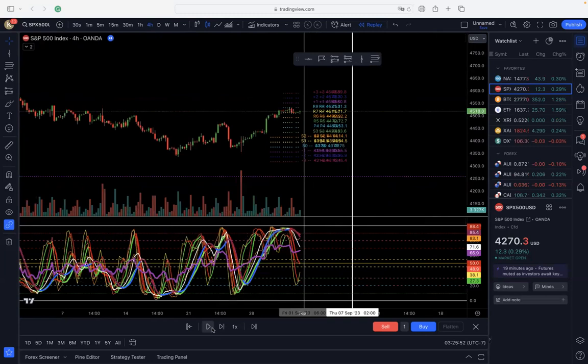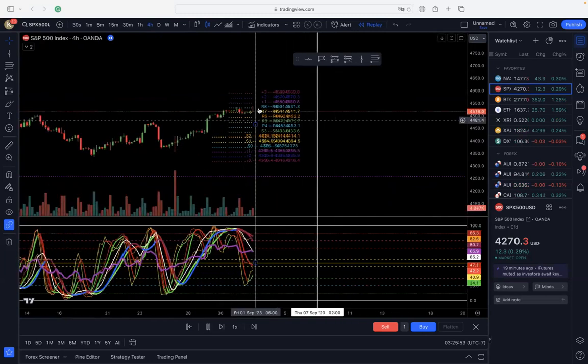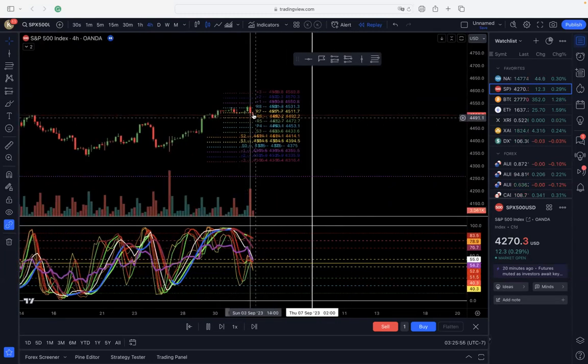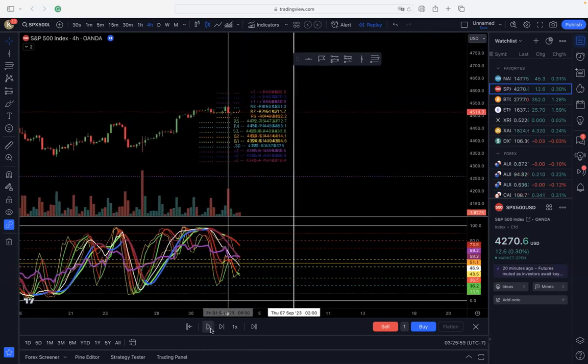We want everything at a key level. We want it overbought and oversold. We want it to look like it's raining. Then we pull the trigger.